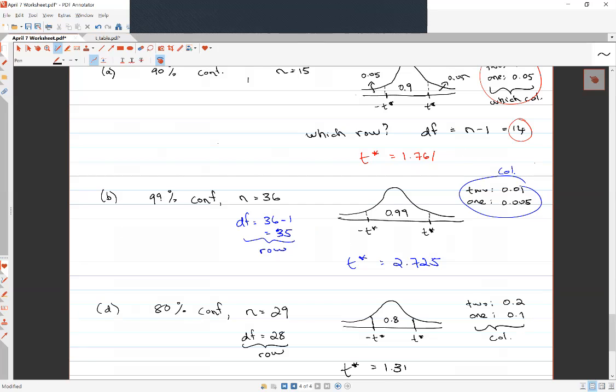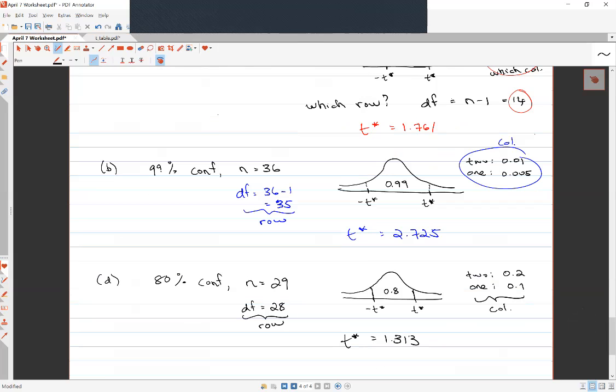So I know at this point, we are just looking at how to find the T-star value, and it doesn't have a lot of context, but it's important for calculating a confidence interval. So that's what we will be looking at next time.